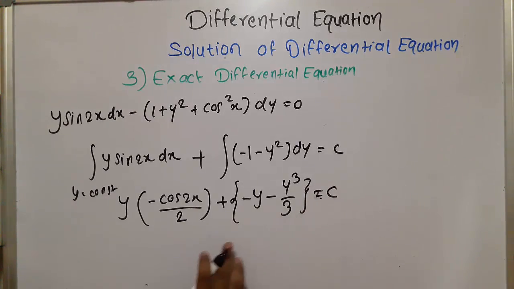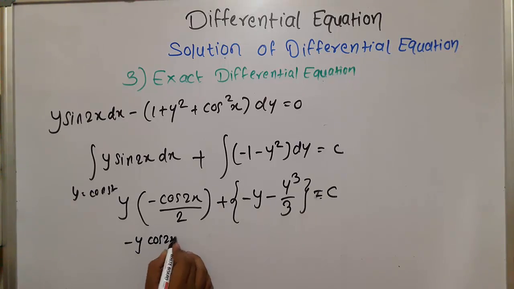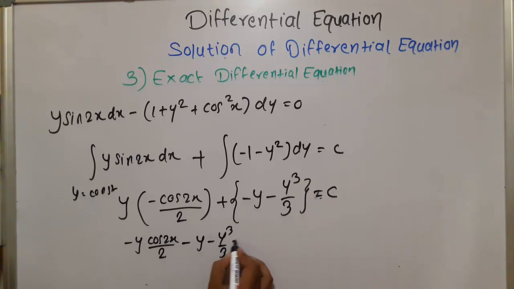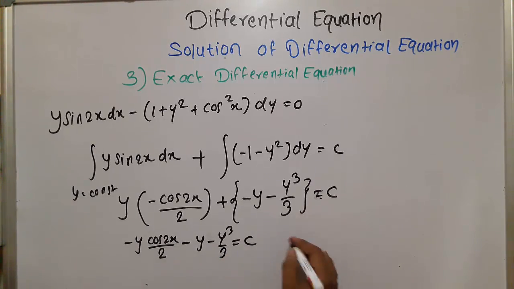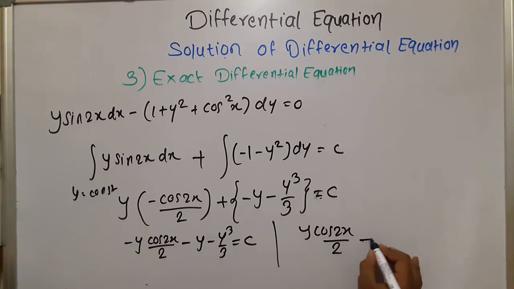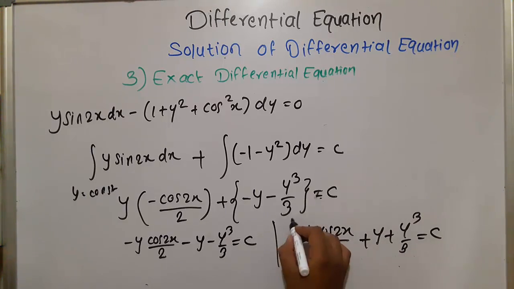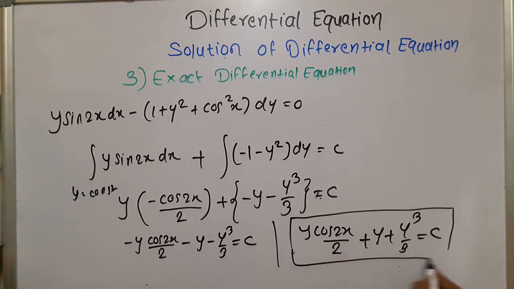Equal to c. So our final equation becomes minus y cos 2x by 2 minus y cube by 3 equal to c. We take the minus sign to the other side. So our final answer will be y cos 2x upon 2 plus y cubed by 3 equal to c. So this is the final solution. We can take c as any value because c is a constant.